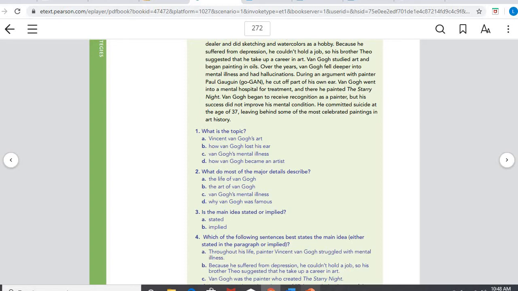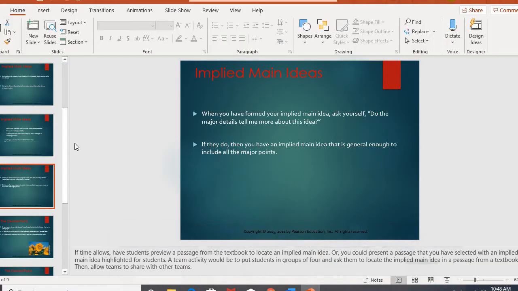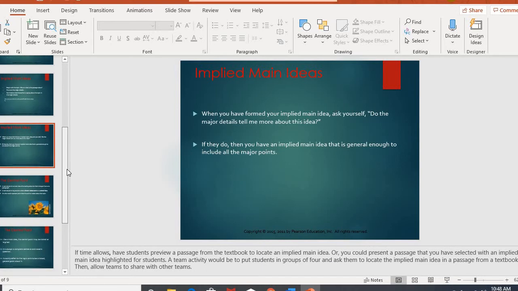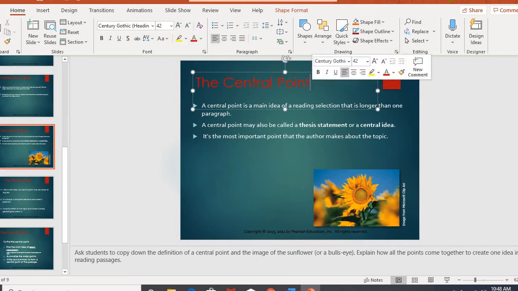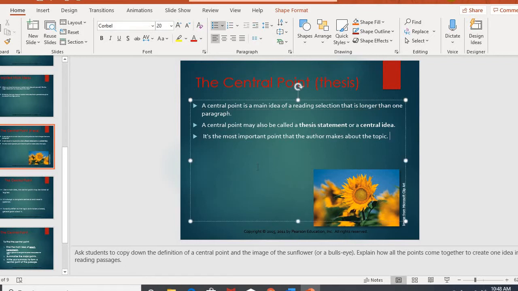All right, I'm going to head back to my PowerPoint because now we talked and reviewed main ideas that are implied. Now we're going to talk about central point. So, central point, and I will point out that this is often also, maybe more often, called thesis statements. So what I want to get across is what's nice about this topic is that central points essentially have the same definition as main ideas.